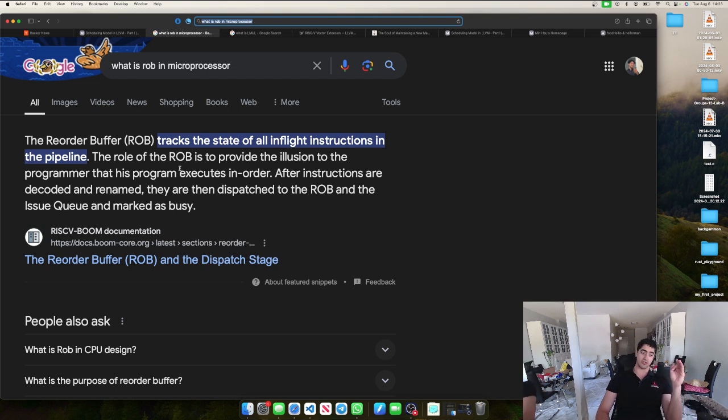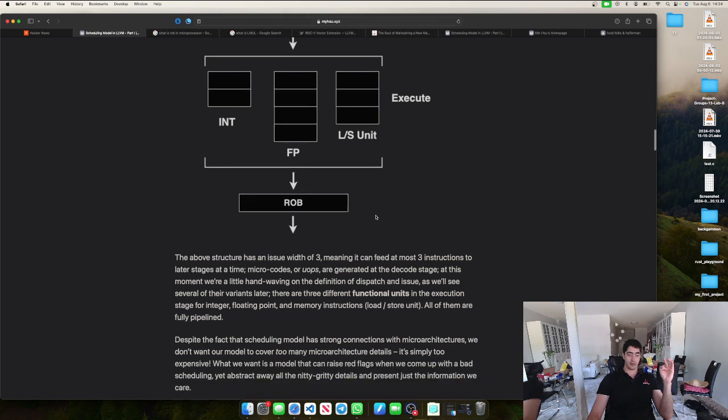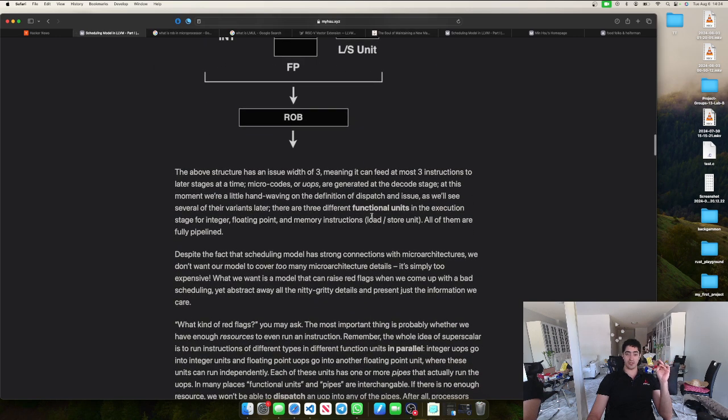After instructions are decoded and renamed, they are then dispatched to the ROB and the issue queue and marked as busy. The above structure has an issue width of 3, meaning it can send at most 3 instructions to later stages at a time. Microcodes or UOPs are generated at the decode stage.